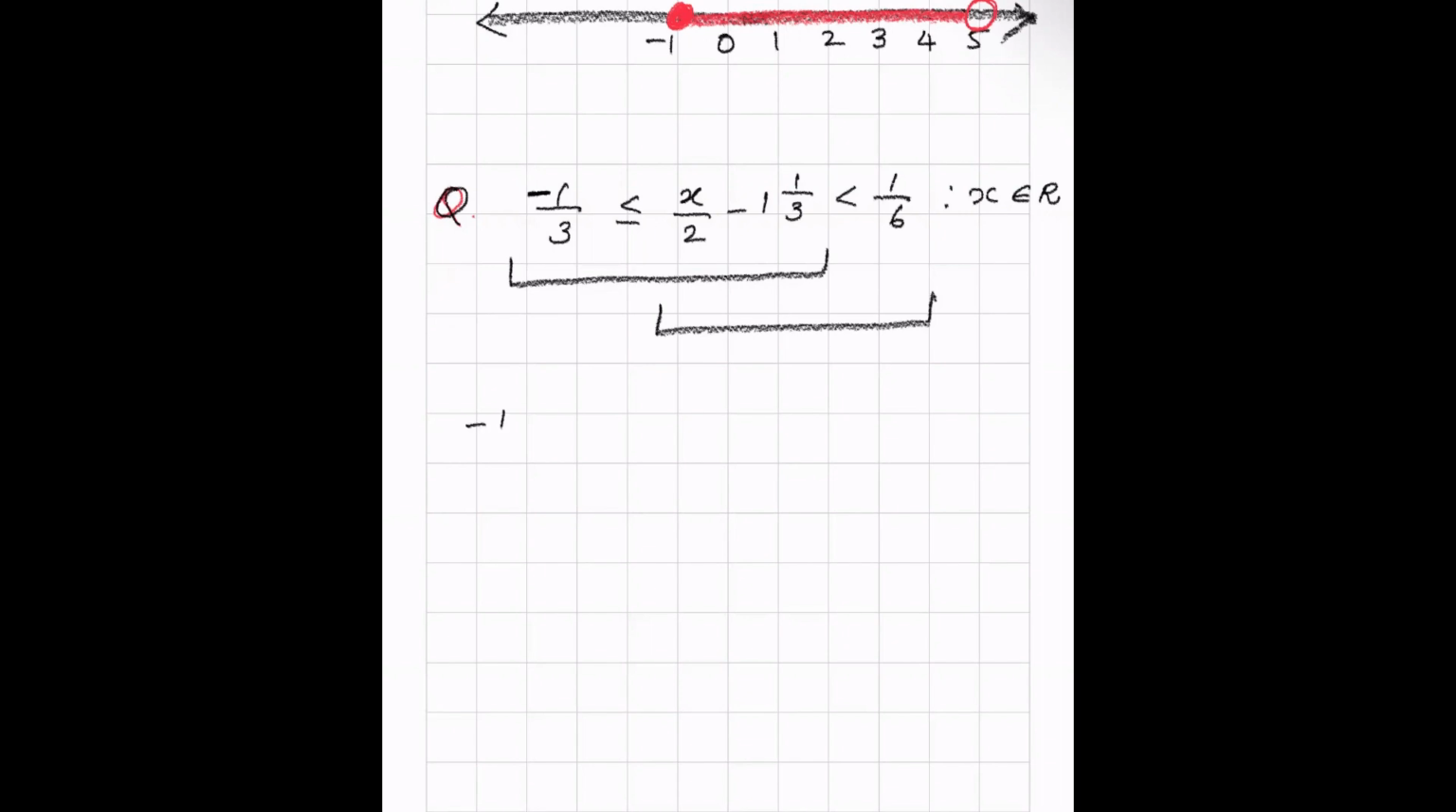Let's do it. Negative 1 by 3 less than or equal to x by 2 minus 1 by 3. 1 by 3 means 3 plus 1, 4. 4 by 3, right? So now take 4 by 3 to the other side.